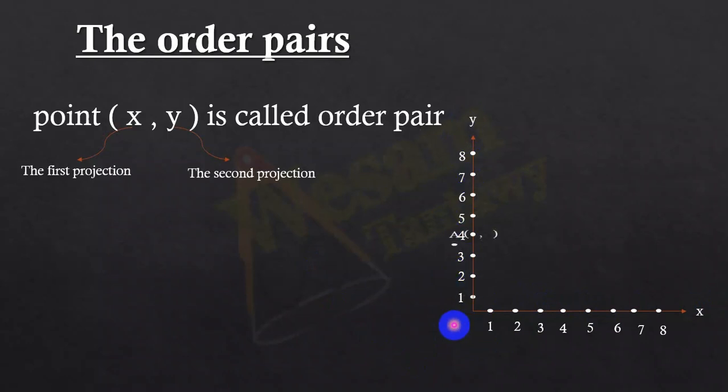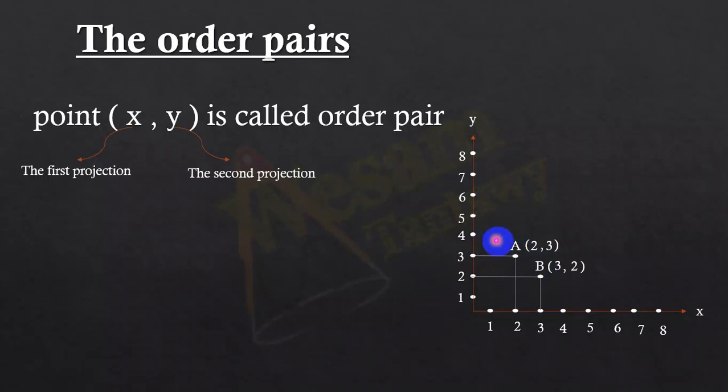For example, if we want to find the two coordinates or the ordered pair for the point A, first we should find its projection on the x-axis, which is 2, then find its projection on the y-axis, which is 3. Again, if we want to find the two projections for the point B, the first one on the x-axis, which is 3, the second one on the y-axis, which is 2.